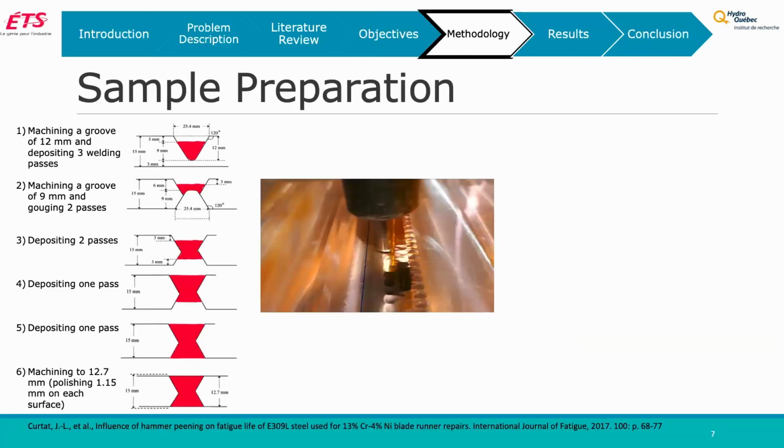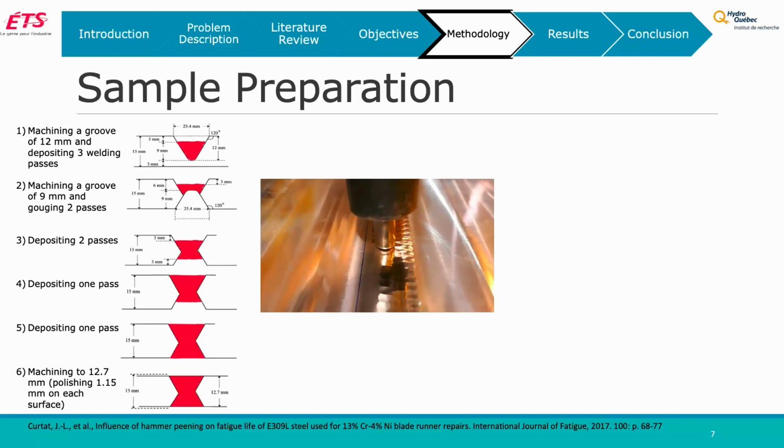Starting from that, I'm going to show you the sample preparation. This is the schematic of that. It includes some steps: machining, depositing weld, and sometimes gouging. Also, I have a short video. I hope the sound is okay because it's very noisy. So you can see the noise. This is the tool that we used for hammer peening. We did it on both surfaces.